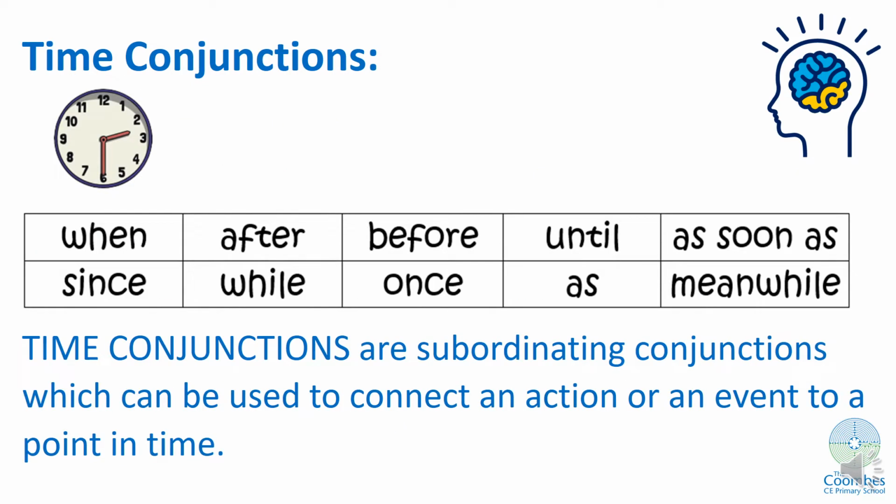Now, because chronological order is all about time, we need to remember our time conjunctions, and hopefully you will remember these from the work we've done before. When, after, before, until, as soon as, since, while, once, as, meanwhile are all time conjunctions which can be used to connect an action or an event to a point in time. So if we're writing something in chronological order, these words are going to come up a lot.